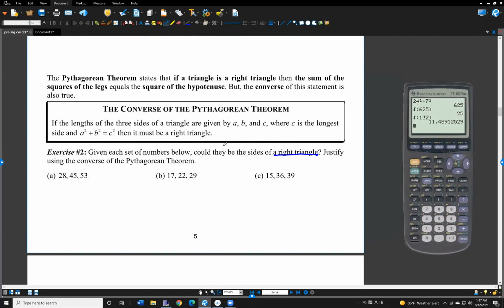How can you check it? Use the formula here. c is the longest side. This is c, the longest side. The other two are legs. This is the hypotenuse. Okay, so you have to check whether these three sides satisfy the Pythagorean theorem. Two legs squared, 28 squared plus 45 squared, equals 53 squared. Is that true or not? We can check it out.